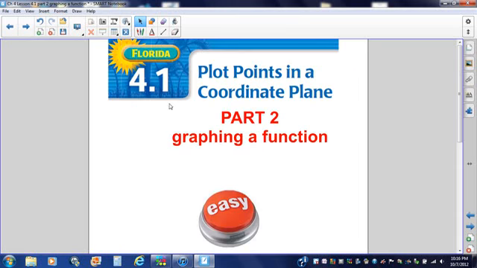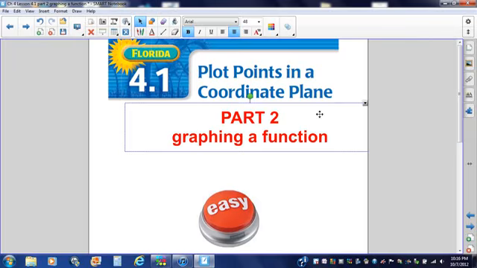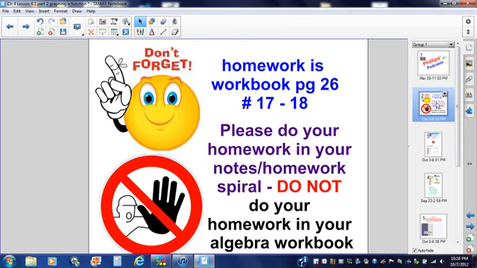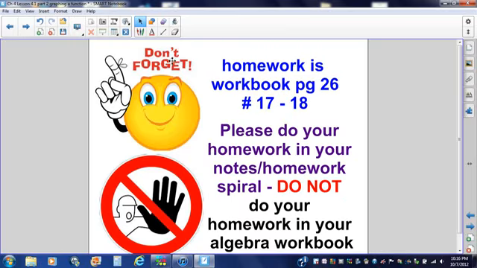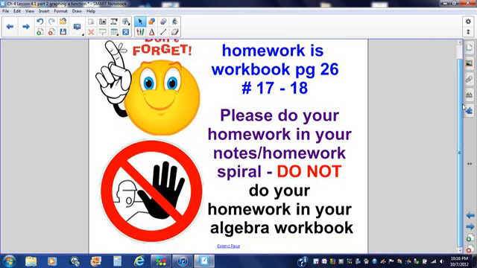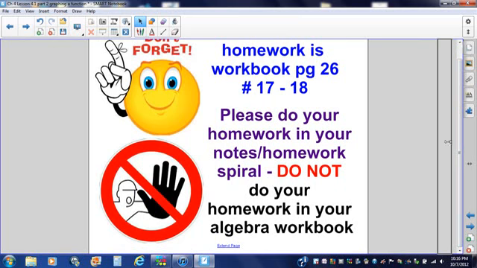Today's podcast is going to be on Lesson 4.1, Part 2, but just a quick reminder, don't forget to write down that your homework is workbook page 26. Please do problems 17 and 18 for homework. And as always, don't forget, do your homework in your notes/homework spiral. Do not do your homework in your workbook.